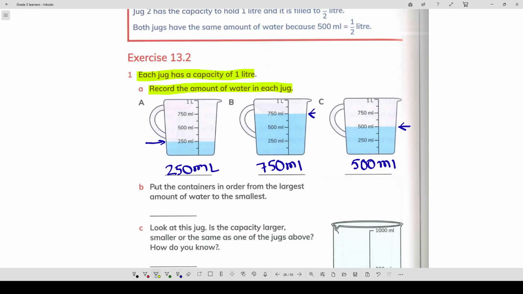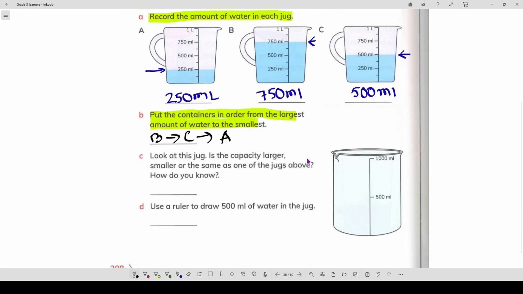Second question, put the containers in order from the largest amount of water to the smallest. So it should be the largest amount B, then, 750 is the largest, 500 is next largest, it means C, and A is the smallest, right?